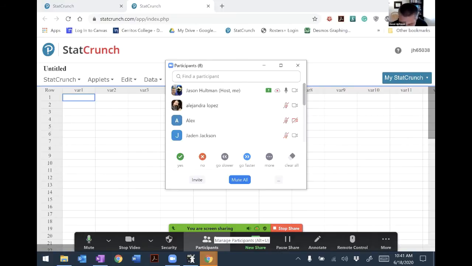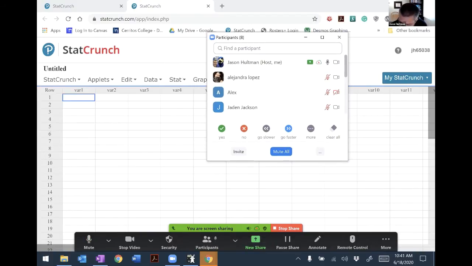Okay, and I'd like you to give me a thumbs up when you've opened StatCrunch. In the participants window, there's 3 dots, and you can click on those 3 dots and give me a thumbs up. My thumbs up means that I am at StatCrunch and I have opened my StatCrunch to the spreadsheet.